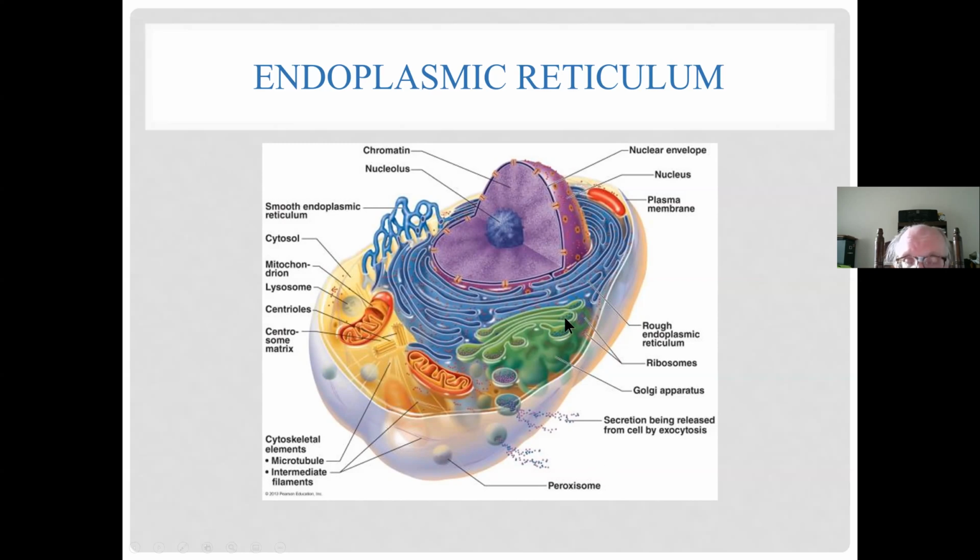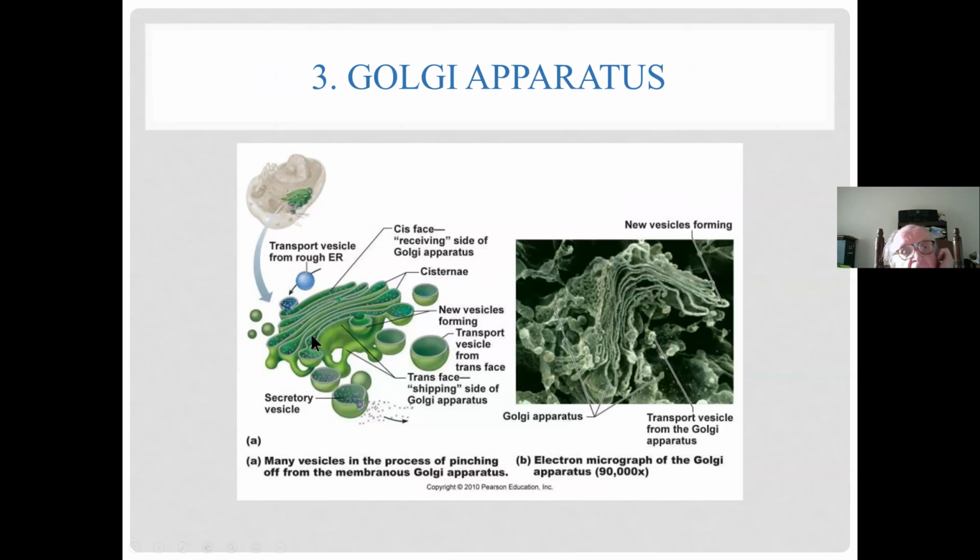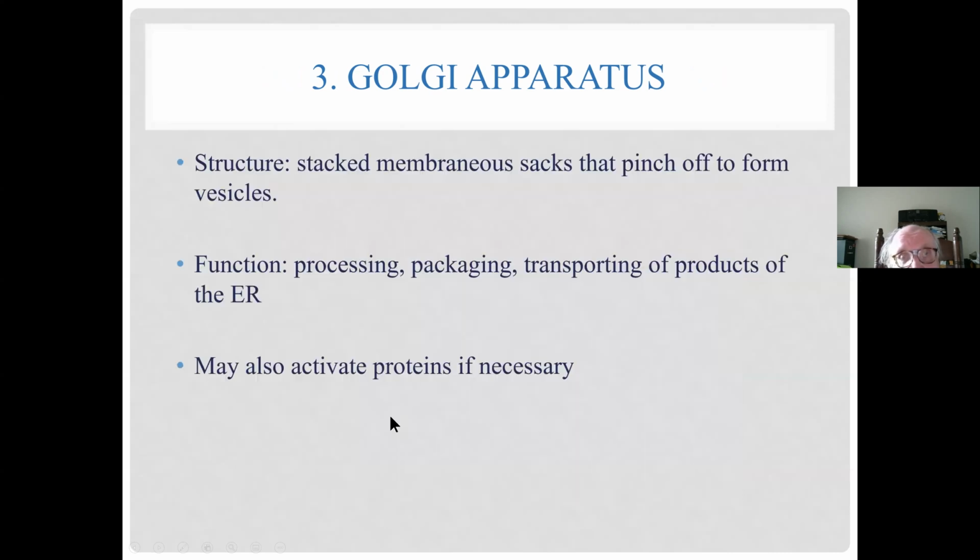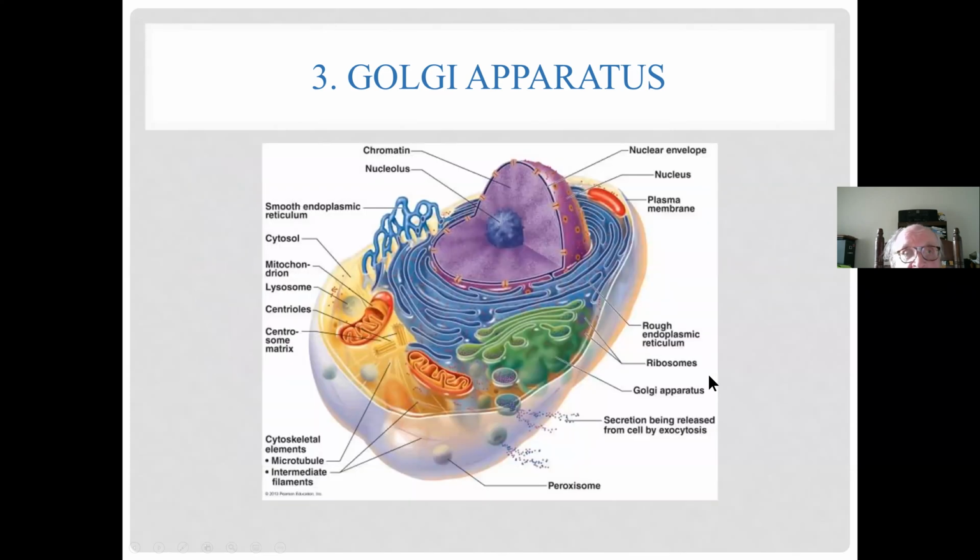Or if it's just a plasma membrane protein, we're going to bring it to the membrane and incorporate it to the membrane. Golgi apparatus is the Golgi apparatus. I look at that as the UPS store for packaging, and then as the UPS trucks or FedEx trucks, whichever one you want to talk about, as sending it out to wherever it's got to go. Structures: stacked membrane sacs that pinch off to form vesicles. Processing, packaging, transporting of products of the endoplasmic reticulum; may also activate proteins if necessary.